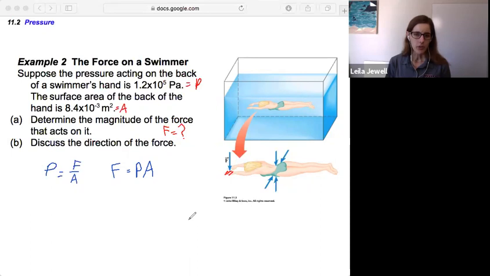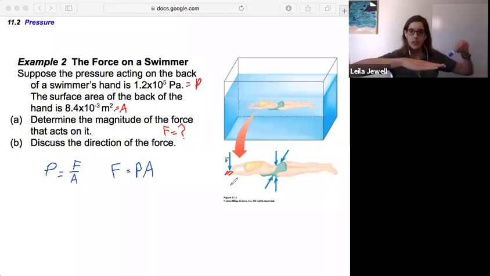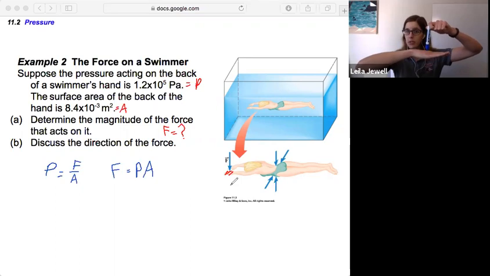What about the direction of the force? Well, notice it's drawn down in the figure. Why is that? Well, that's because the force is always going to be acting perpendicular to the surface. So if the hand is flat, as shown in the figure, the force is going to have to be going straight down, perpendicular into that hand, right? If the hand was a different orientation, it would still be going in that different direction.